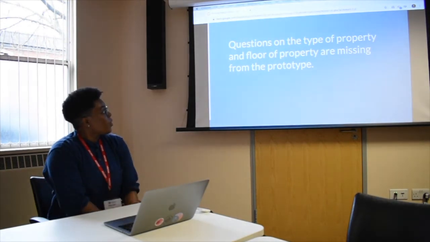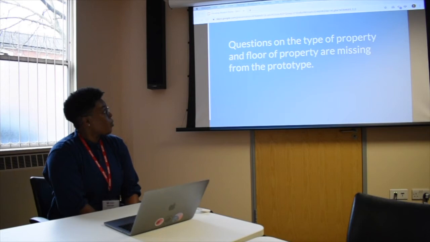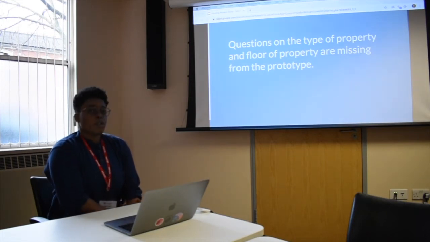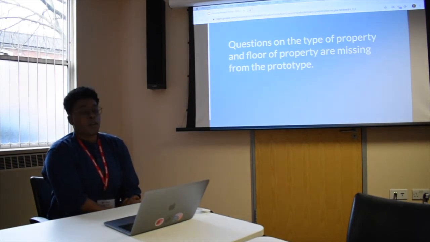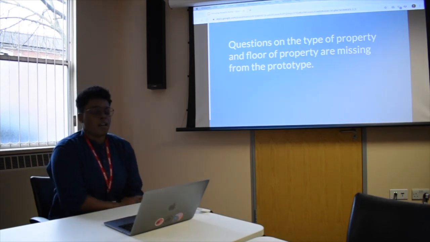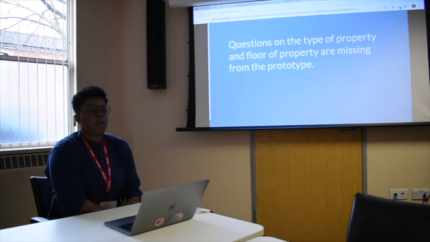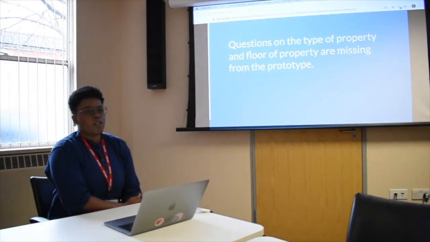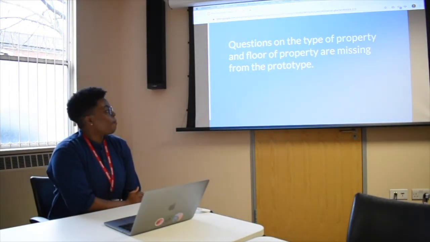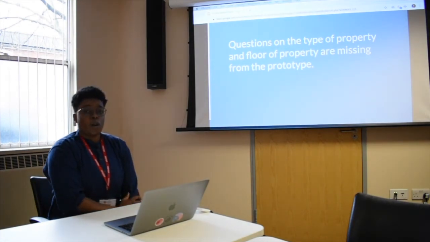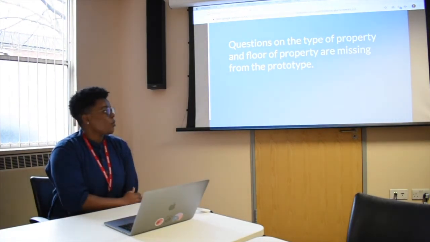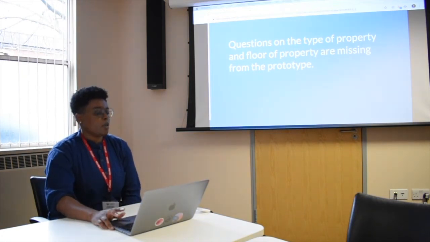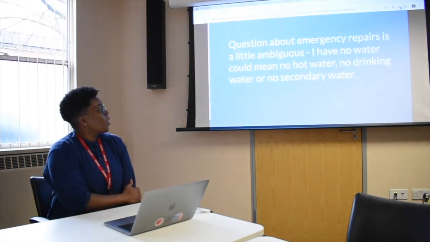Another comment on the crit was that questions on the type of property and the floor of the property are missing from the prototype. In the prototype we don't ask the resident filling out the journey where the property is, whether they are on the first floor, the fourth floor, or the last flat on the top floor of the property. We don't ask things like that, and they thought that was a really integral point to ask in terms of helping to diagnose repair problems.